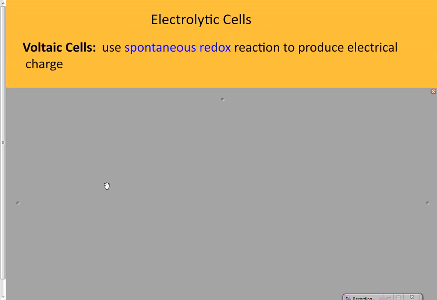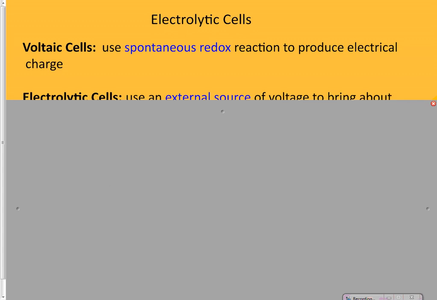A voltaic cell we've learned about already, and in a voltaic cell we know that they use a spontaneous redox reaction to produce electrical charge. So a voltaic cell utilizes a spontaneous reaction, so something that happens kind of naturally. You know, if you put a copper wire in silver nitrate solution, you are going to get a reaction. So copper solid plus silver ion could definitely be used as a voltaic cell.